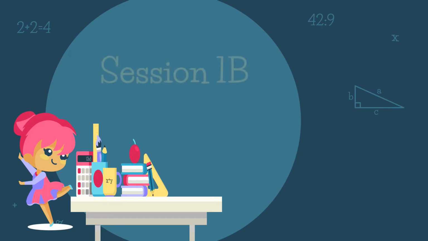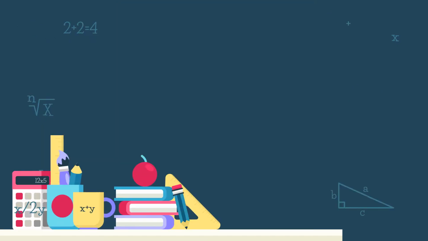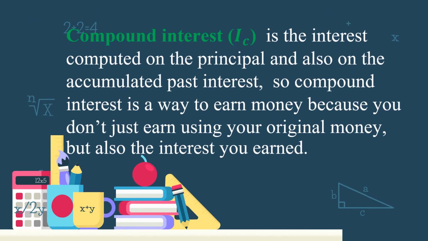Next, we're now on session 1B, compound interest. We're done with simple interest. Let's remember the formula for simple interest. So what is compound interest? Denoted by I sub C, while earlier it was I sub S, it is the interest computed on the principal and also on the accumulated past interest.